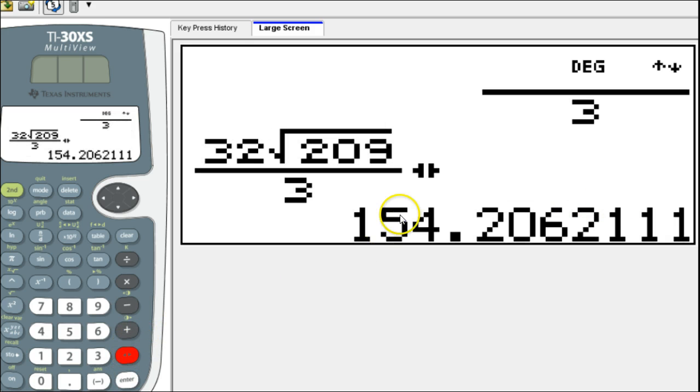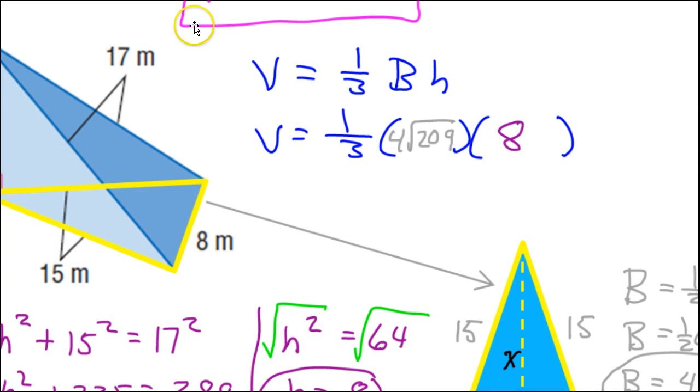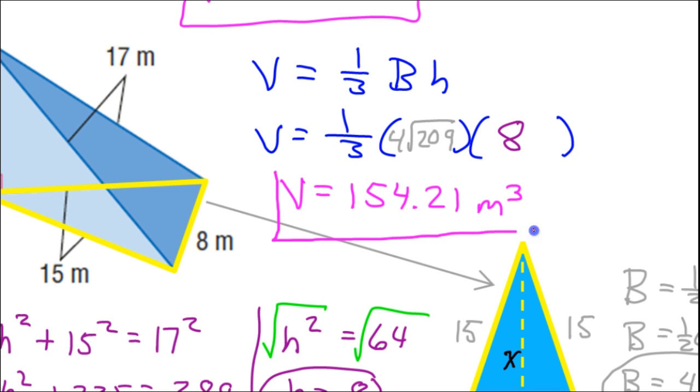But I'm going to go ahead and toggle it. So 154.21, got to round up. Alright, and we had meters, so volume will be cubic meters. Alright, so that was pretty complicated.